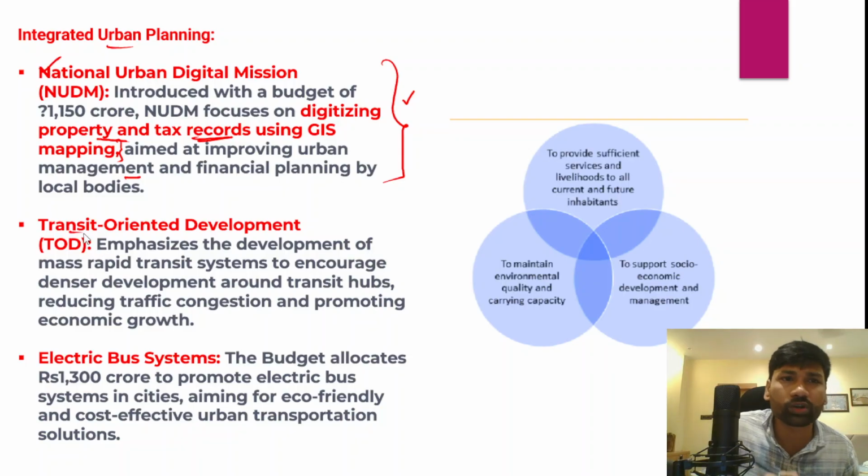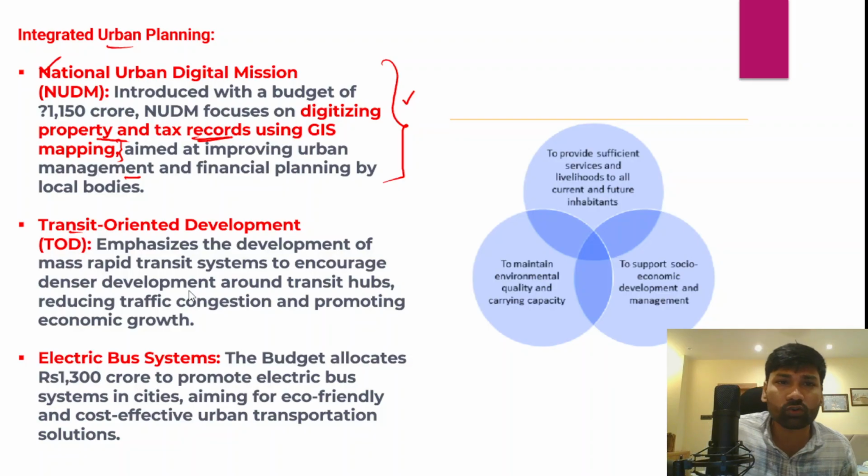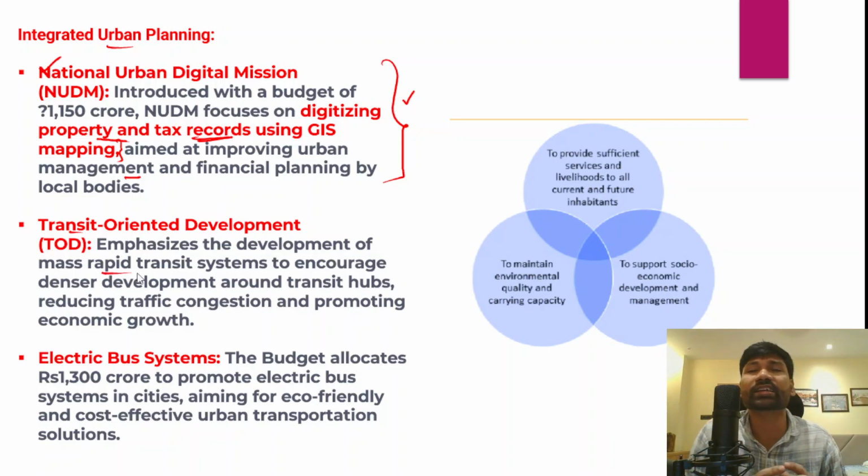And the budget also focused on transit oriented development in urban areas, right? The emphasis of the budget would be on mass rapid transit systems. These mass rapid transit systems would encourage denser development around these transit hubs, so that would reduce traffic congestion and even promote economic growth as well.